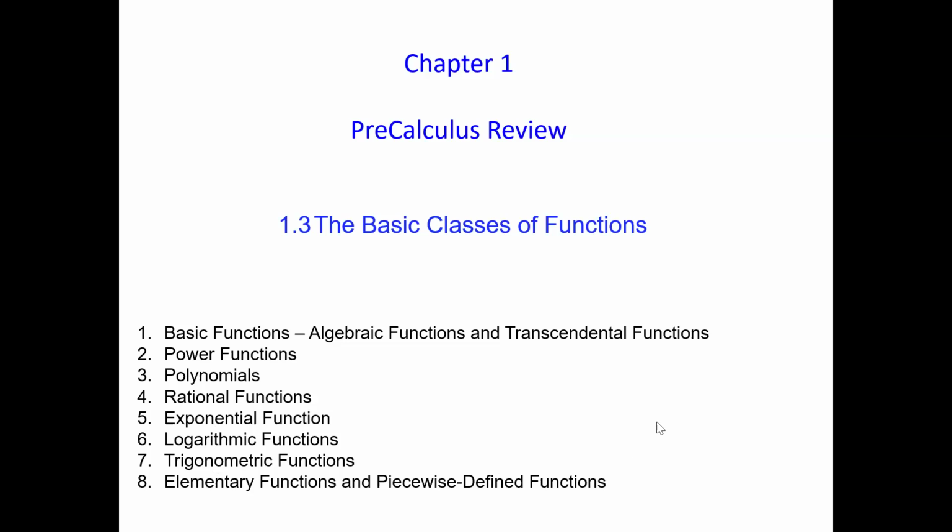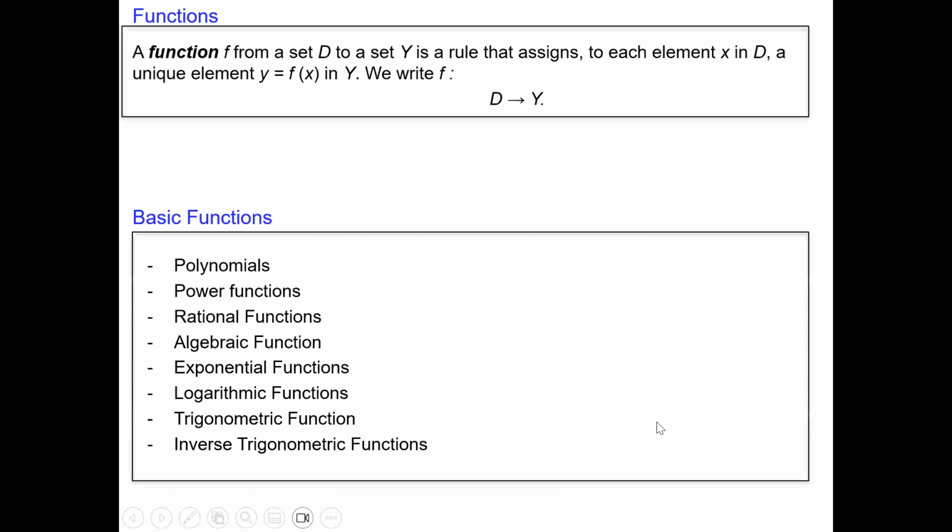Let's start with a definition of the function. That means a function f from a set D, the domain, to the set Y, the range, is a rule that assigns each element x from the domain to one unique element y from the range. Okay? That means we write this. D is domain, y is range. And again, I have these basic functions listed for you.